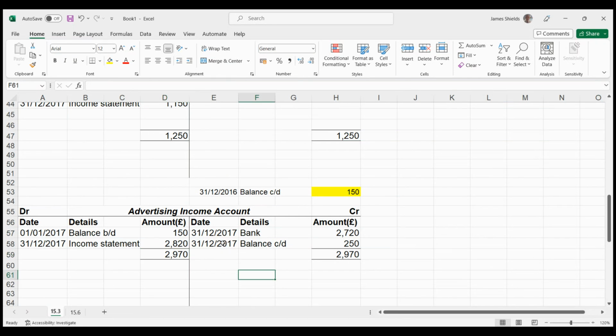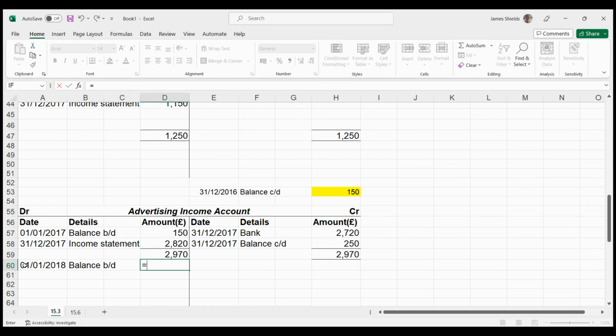Now, this time you do have a balance carried down. We've got a balance carried down, so we then must have a balance brought down on the following day on the opposite side. So it's the 1st of January 2018, and it's balance brought down, and be the same amount, which will be £250.